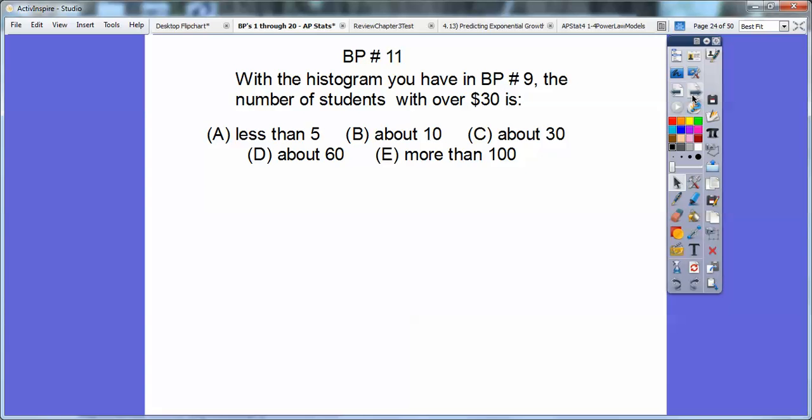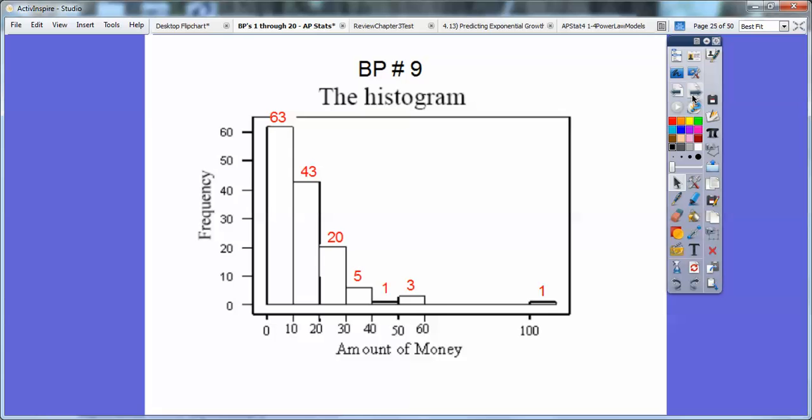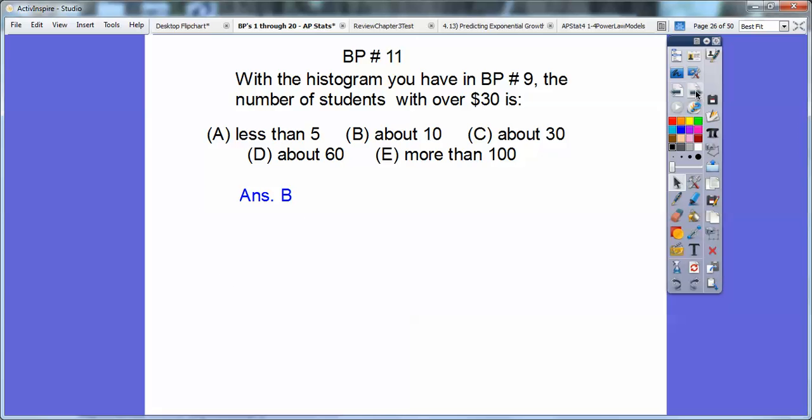Okay, so with the same histogram, the number of students that have over $30 is about, okay, let's go back to that picture right there. Over $30, okay, it's this one. 5, 6, 7, 8, 9, about 10. Okay, so it's about 10 people, choice B.